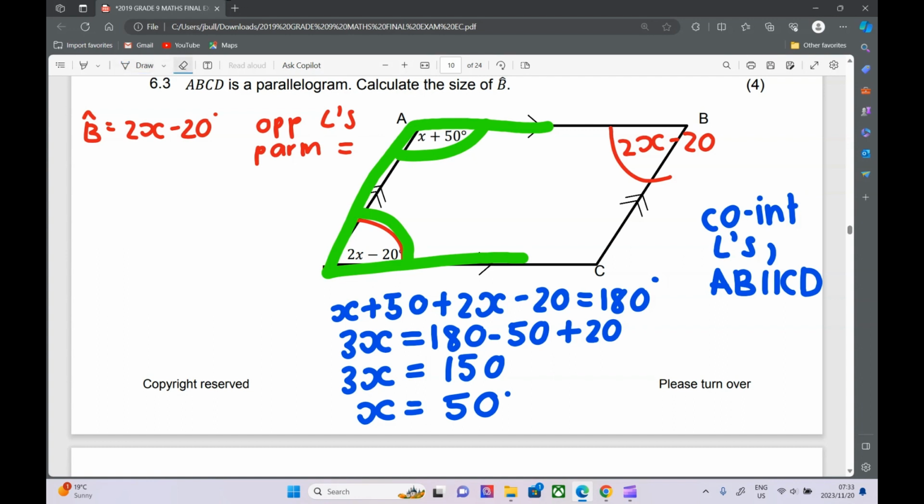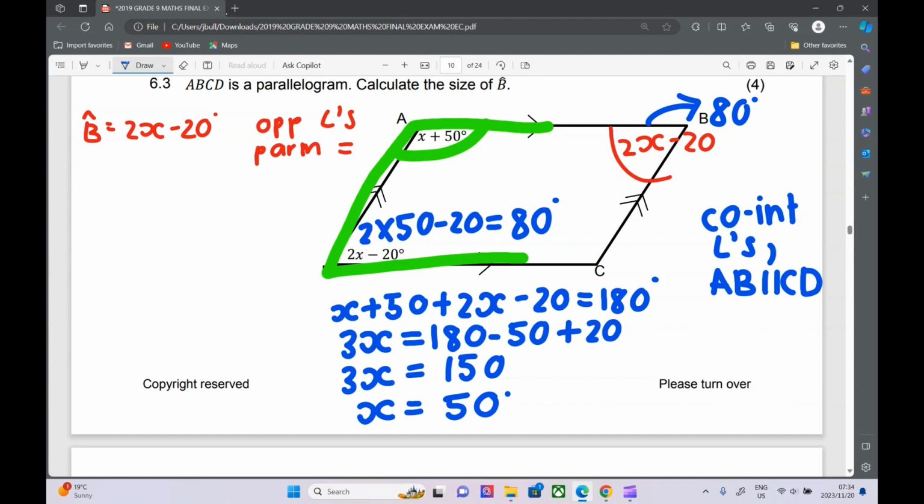So what I could then do is work out one of these ones. This one is 2x, so it's 2 times 50 minus 20. 2 times 50, we have to do that first because it's timesing. So 2 times 50 is 100, take away 20 is 80. So then I know this one is also going to be 80.